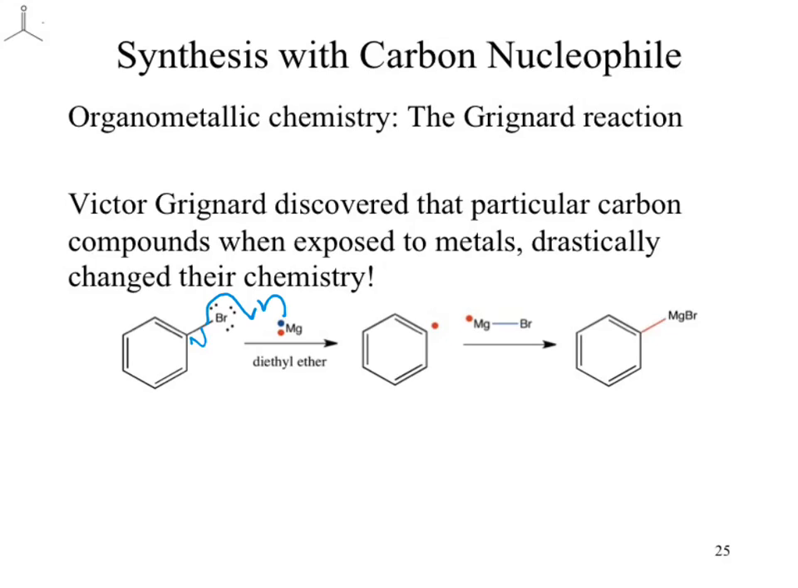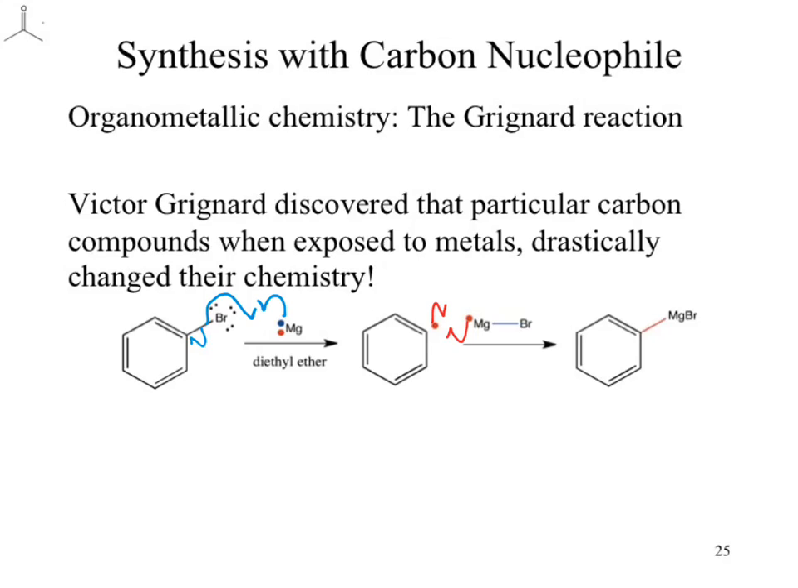And we now have two radicals. What can these radicals then do? They can pair up. And we've now got our final structure with the bond between the magnesium and the carbon, which is what type of bond? Sigma and ionic. That electron density spends most of its time on the carbon because magnesium is less electronegative than the carbon, or carbon is more electronegative than the magnesium.